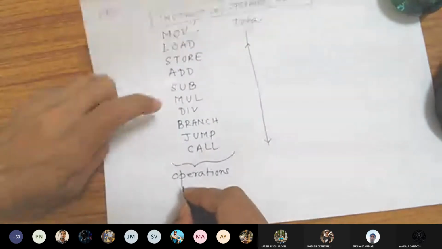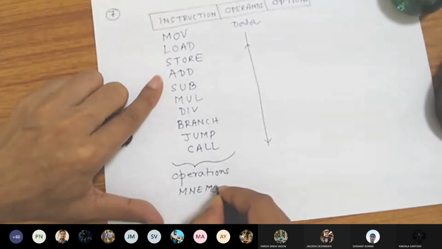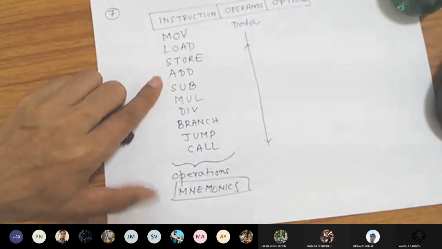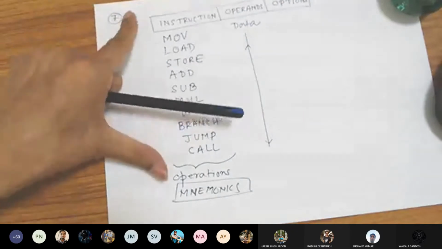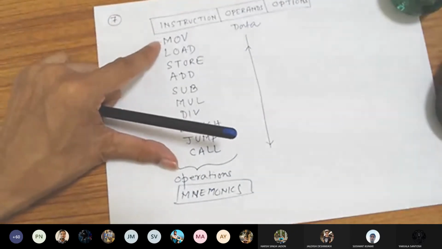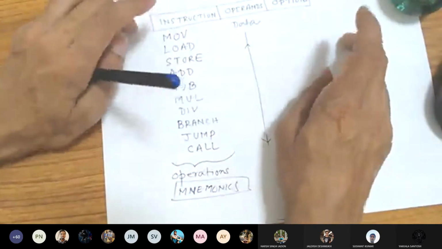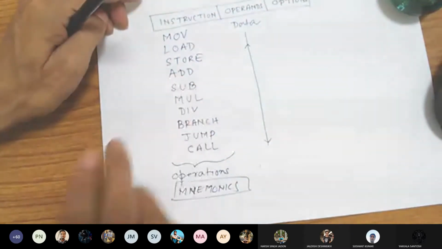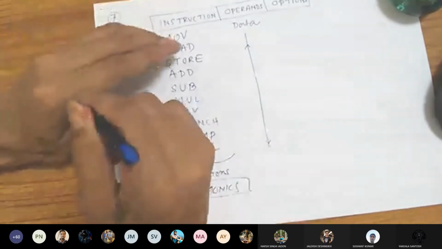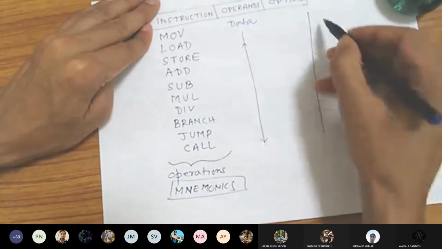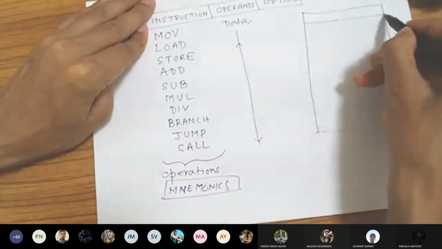So in some books you will find that they are called mnemonics. But these mnemonics are human created. You can change the mnemonics, because essentially an assembler will take these mnemonics and convert them into a binary code. No machine will understand these mnemonics. So what you need to do is convert this into a binary bit pattern.